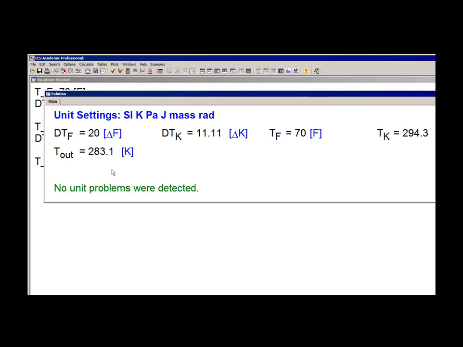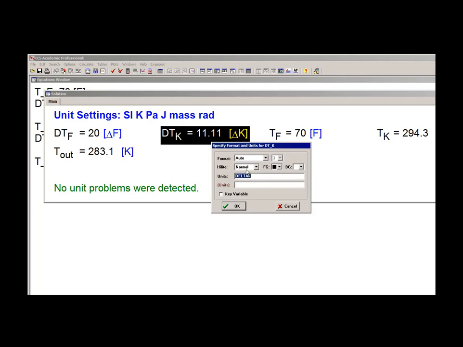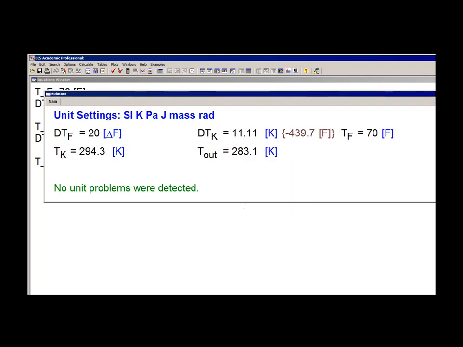The use of the temperature difference units is particularly important when you're using an alternate units option, because EES will automatically assume that any variable having units of Fahrenheit, C, R, or Kelvin is a temperature rather than a temperature difference. So, for example, if I had entered this temperature difference with units of Kelvin here, and then I set the alternate units of the temperature difference to Fahrenheit, the answer is just wrong.